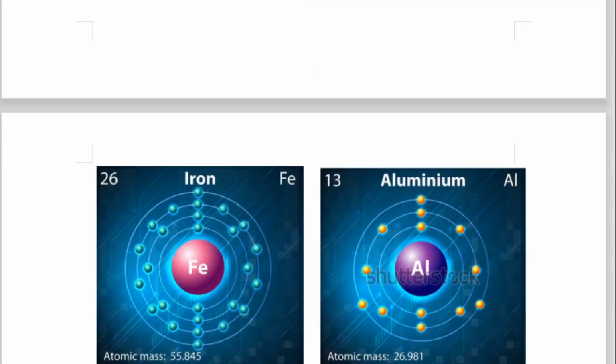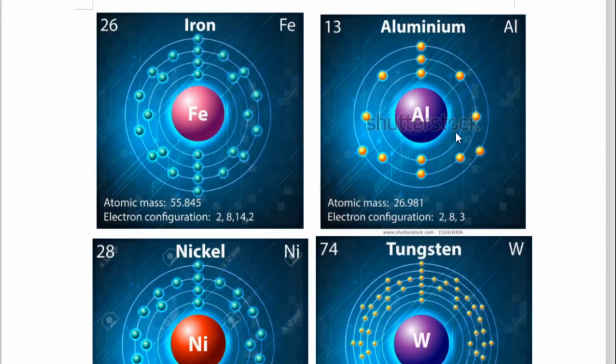Now let us go to some other metals also, and there is iron. Iron's atomic number is 26, but the conductivity of iron is less as compared to copper and all the other metals you have just studied. So look at the electron configuration. There are two electrons in the outermost shell, which are called valence electrons. Here one is shown and here one is shown. And in this way, aluminium, look at the atomic number.